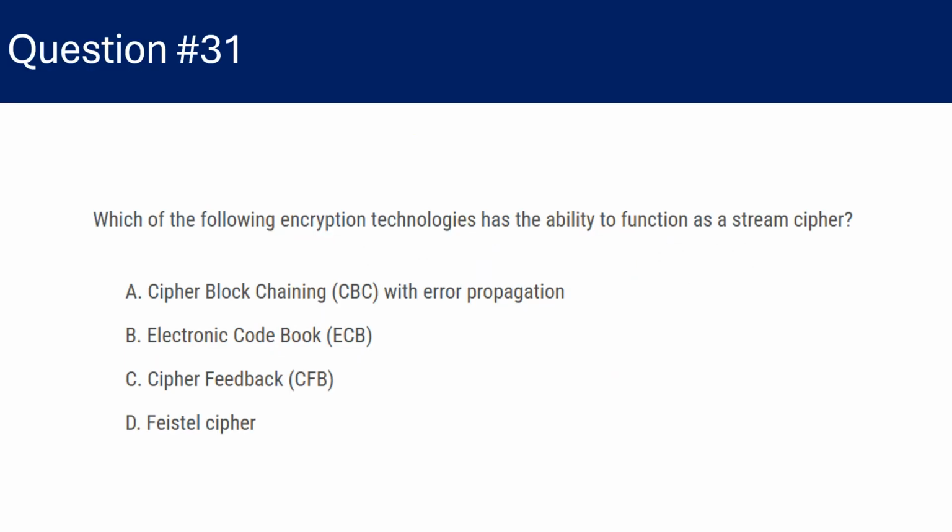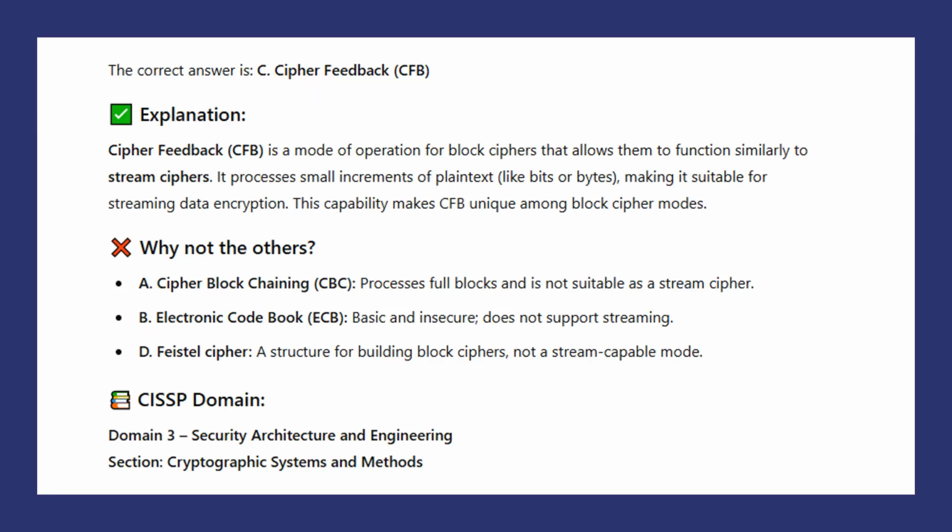Question 31. Which of the following encryption technologies has the ability to function as a stream cipher? A. Cipher block chaining with error propagation. B. Electronic code book. C. Cipher feedback. Or D. Feistel cipher. The correct answer here is C.